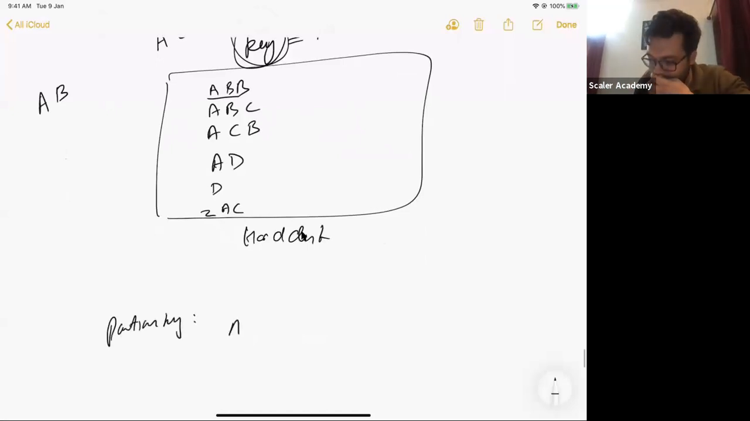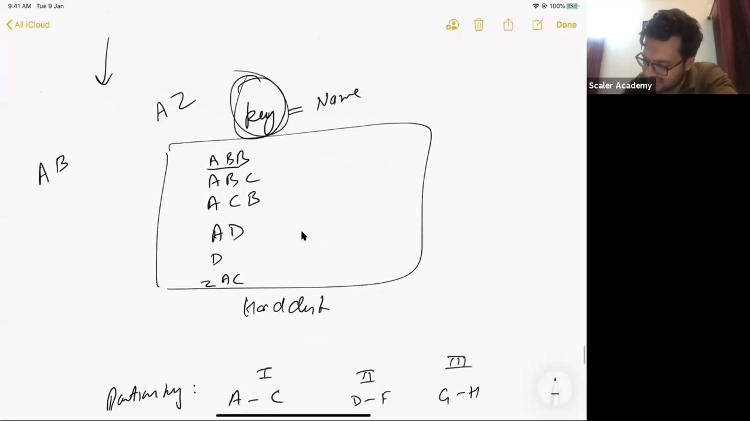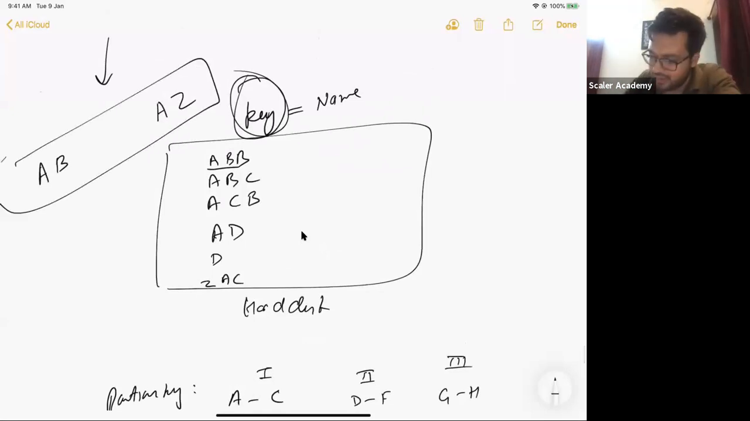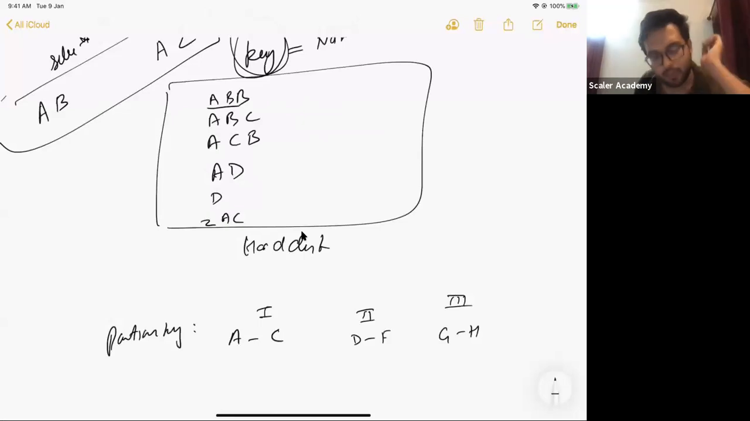All the names starting from A to C are in partition 1. All the names starting with D to F are in partition 2. All the names starting from G to H are in partition 3. Now, just because this is the query, can you tell me what partition I should go to? Okay, so the very first thing you should know is that you should go to this partition.